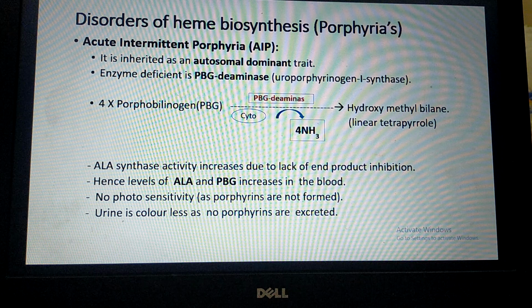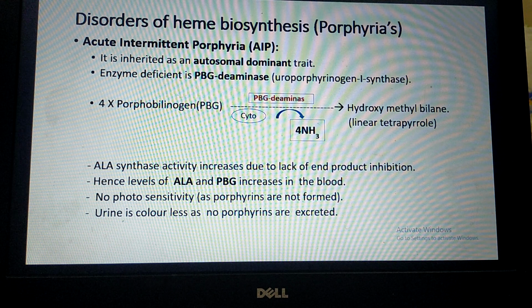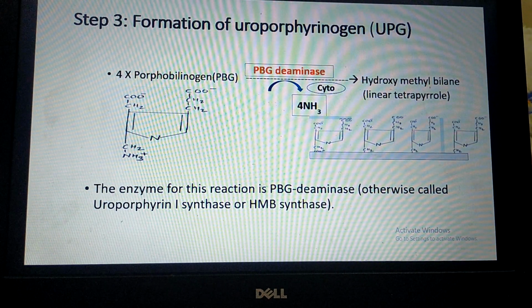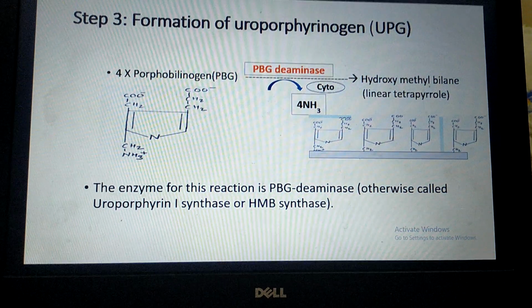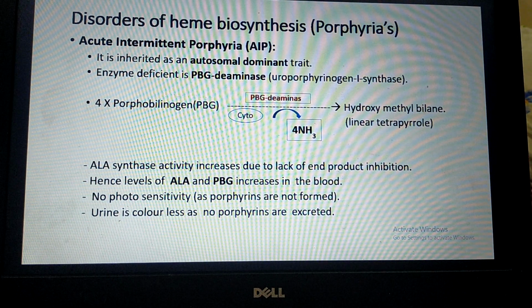No photosensitivity is seen. Photosensitivity is seen only when tetrapyrroles are accumulated. ALA and PBG are not tetrapyrroles. PBG is a monopyrrole. It is shown on the left side. This porphobilinogen is a monopyrrole structure. And as there is no photosensitivity or no colored pigments accumulated in the body, the urine is colorless.